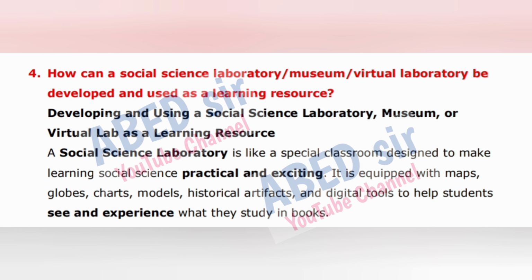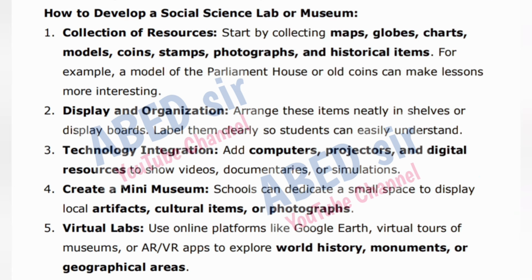How can a social science laboratory, museum, or virtual laboratory be developed and used as a learning resource? Developing and using a social science laboratory, museum, or virtual lab as a learning resource. A social science laboratory is like a special classroom designed to make learning social science practical and exciting. It is equipped with maps, globes, charts, models, historical artifacts, and digital tools to help students see and experience what they study in books. How to develop a social science lab or museum?